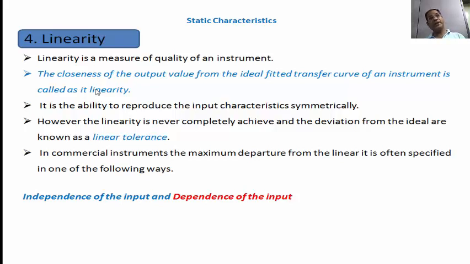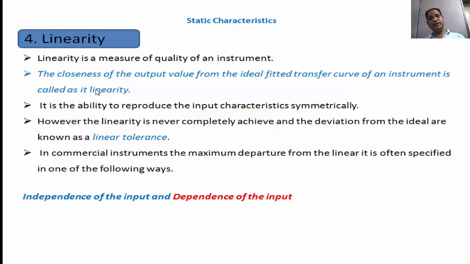This we have already said: if the slope of the transfer curve remains constant, we can say that it is a linear instrument. For example, LVDT, we have said that. So the closeness of the output value to the transfer curve of an instrument is said to be the linearity of that instrument. So linearity is the ability to reproduce the input characteristics symmetrically. Means whatever input you are giving, a similar change in output you will get. That ability to reproduce the input characteristics symmetrically represents the linearity of the instrument.